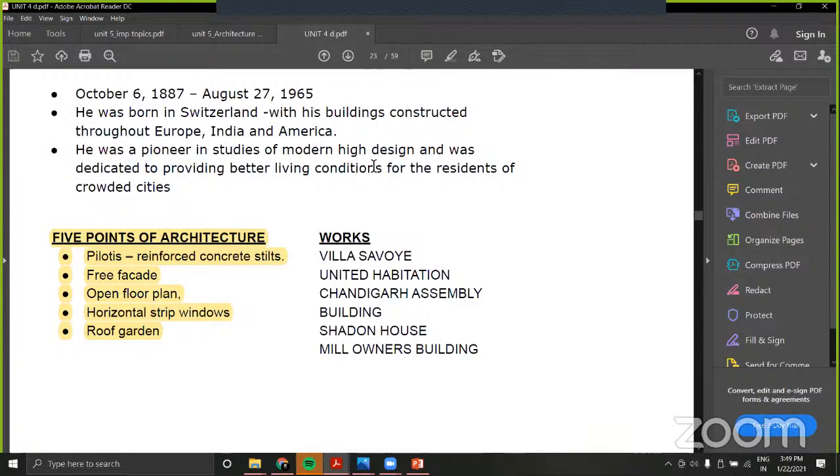As we saw in the Barcelona Pavilion, there will be no partition walls or columns in the building. So the horizontal strip windows, that is ribbon windows, we'll be seeing that, and the roof garden. Since the terraces were left open, he started using that space as a roof garden.